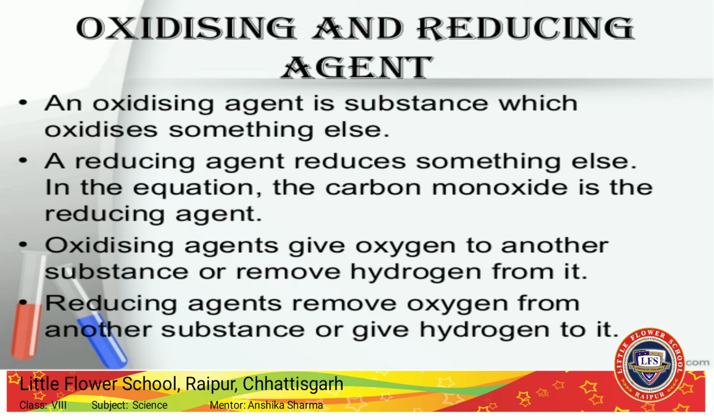Oxidizing and reducing agent. An oxidizing agent is a substance which oxidizes something else. A reducing agent reduces something else in the equation. The carbon monoxide is the reducing agent. Oxidizing agents give oxygen to another substance or remove hydrogen from it. Reducing agents remove oxygen from another substance or give hydrogen to it.